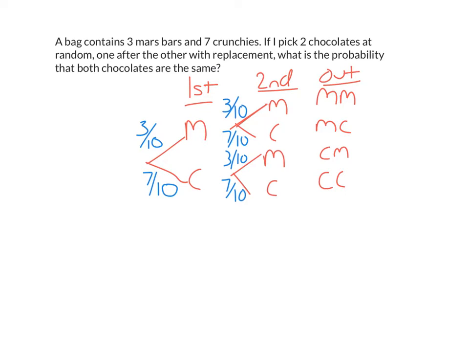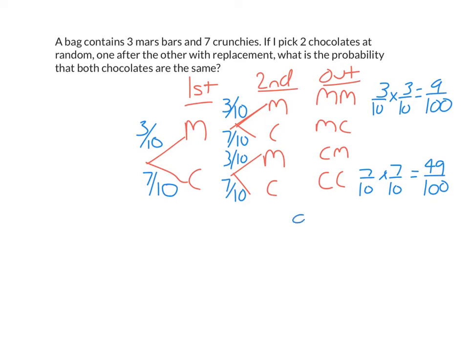So I want to find the probability both chocolates are the same. I'm interested in this outcome where they're the same and this outcome. So the probability of getting 2 Mars bars is 3 out of 10 times 3 out of 10, or 9 out of 100. The probability of getting 2 crunchies is 7 over 10 times 7 over 10, which is 49 over 100. So the probability that both chocolates are the same, I can get 2 Mars bars or 2 crunchies.